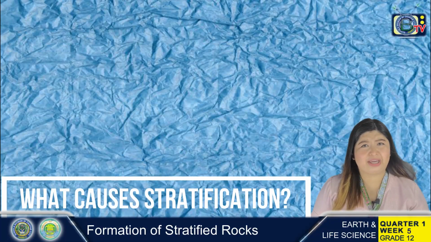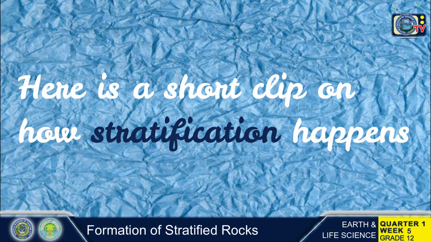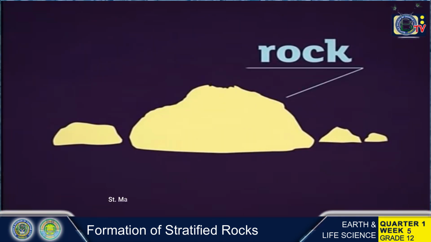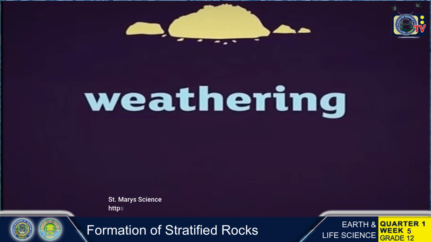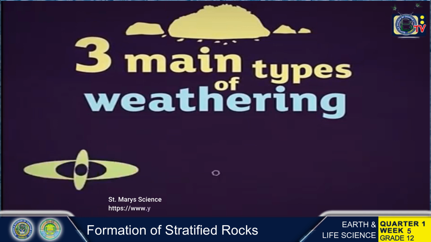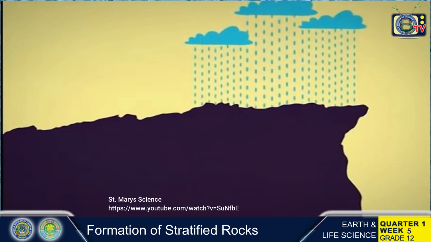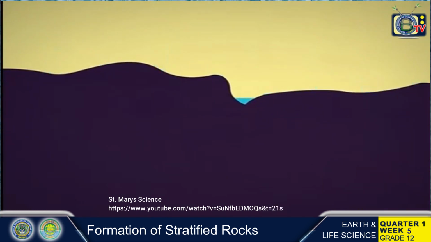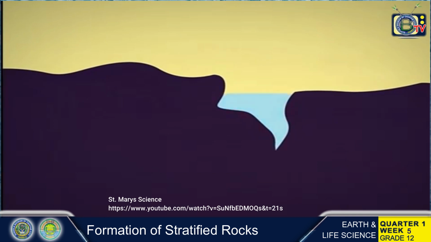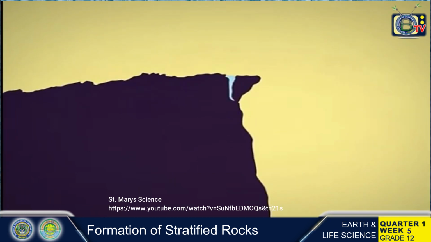What causes stratification? Existing rocks can be broken down into small pieces or sediments in a process called weathering. There are three main types of weathering. Physical weathering is caused by temperature changes. For example, in freeze-thaw weathering, water gets into cracks in the rock. When the water freezes, it expands and forces the rock apart. This happens many times, eventually breaking the rock.